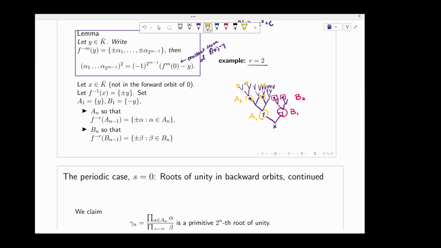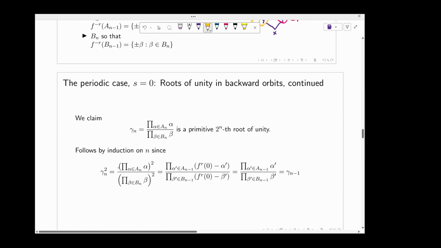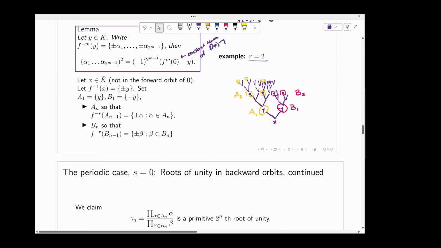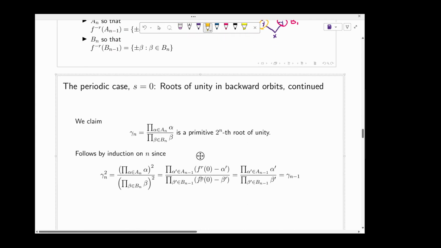If I take the product of these 2 nodes and square it, I end up with the thing in the square here. And if I take the product of these 2 nodes and square it, I end up with this one here. And even more generally, if I take these products and split them up based on which thing in A sub n minus 1 they map to, I'm going to get a product over f to the r of 0 minus alpha prime, where alpha prime ranges over the elements of A sub n minus 1, using this lemma with a plus or minus sign, but I'm ignoring that because I'm doing the same thing with the betas on the bottom, and those minus signs would cancel out if they're there.